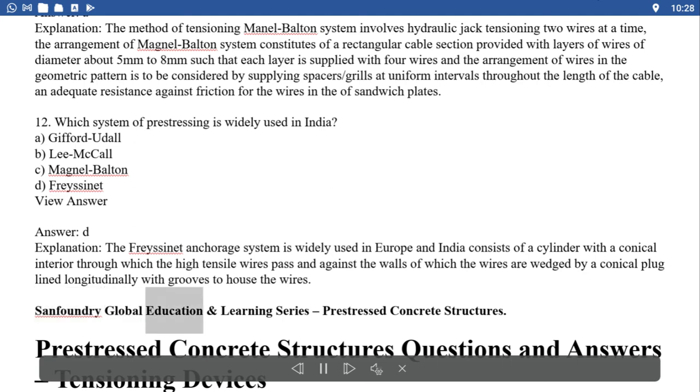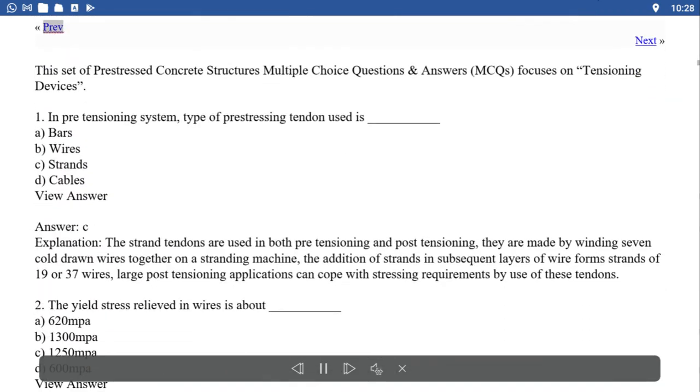Sanfoundry Global Education and Learning Series, Pre-Stressed Concrete Structures. Pre-stressed concrete structures questions and answers, tensioning devices. Previous. Next. This set of pre-stressed concrete structures multiple choice questions and answers, MCQs, focuses on tensioning devices.